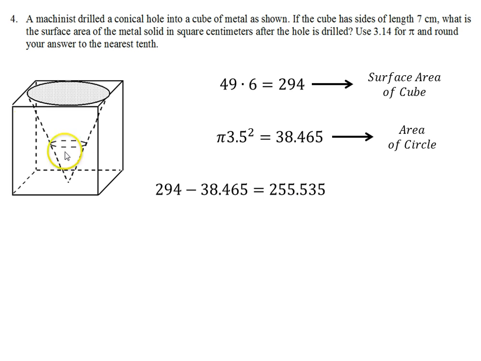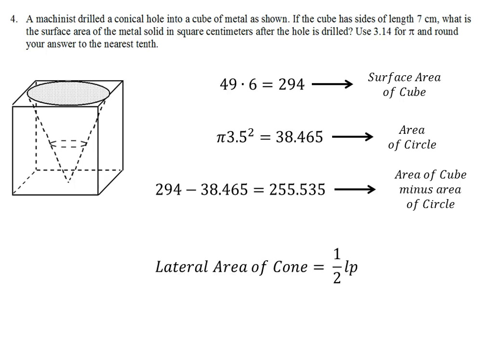But with the circle missing, there's this other area around the side, which is the lateral area of the cone, which we have to find. So now this is the area of the cube minus the area of the circle, and now we can go find the lateral area of the cone, which is going to be 1/2 L times P.